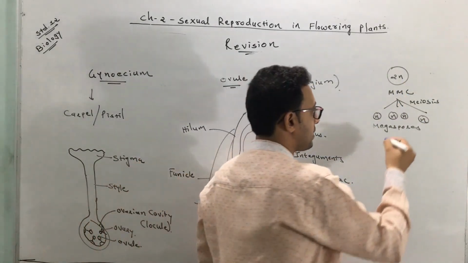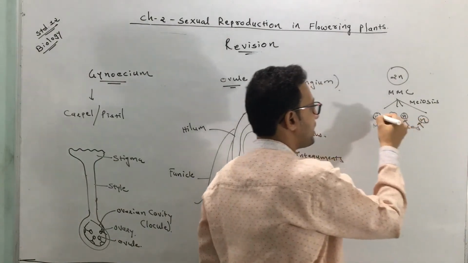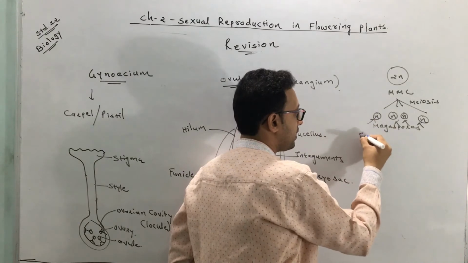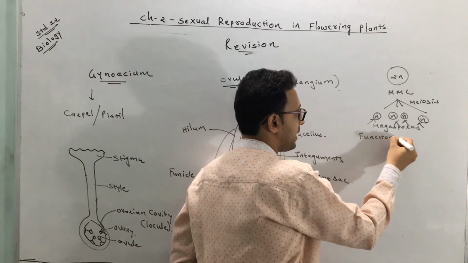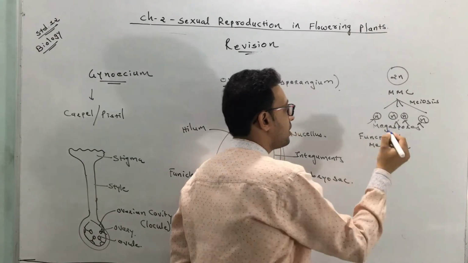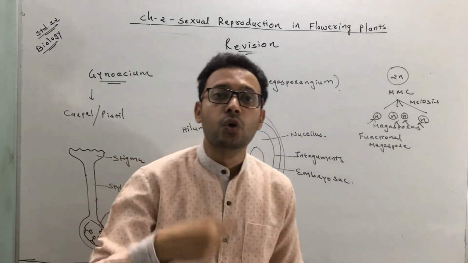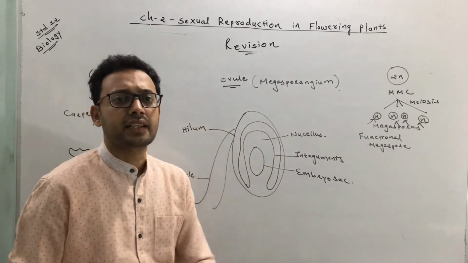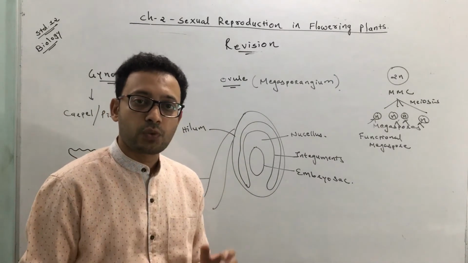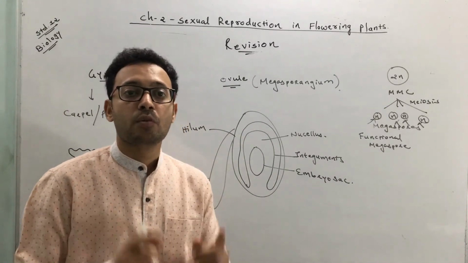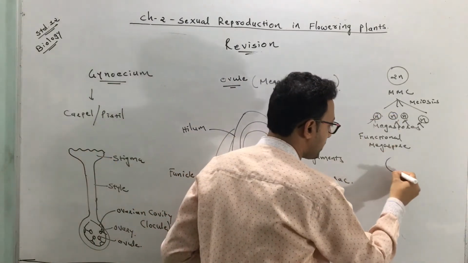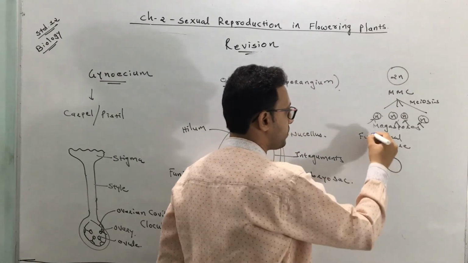But from these 4 megaspores, 3 will degenerate and only 1 remains, and that is called the functional megaspore. From this functional megaspore, the female gametophyte or embryo sac formation occurs. So that's why this type of development is called monosporic development. So what happens to this? I am just drawing this one, enlarging this functional megaspore. This is a functional megaspore.